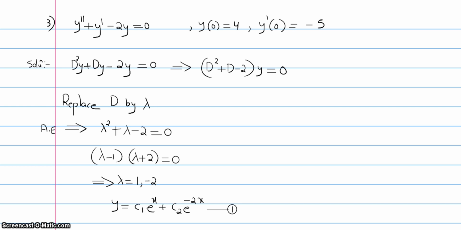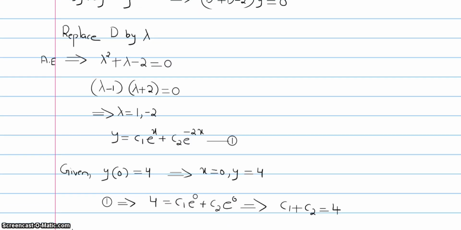So I am replacing y double dash as D square y and y dash as Dy, and minus 2y equal to 0. Same as above, continue the same procedure as in the previous problems. Taking y as common outside, D square plus D minus 2 of y equal to 0. Now replace the capital D by lambda. We will get the auxiliary equation as lambda square plus lambda minus 2 equal to 0.